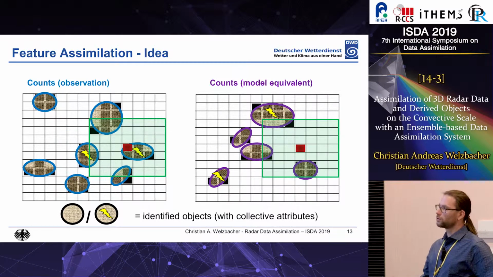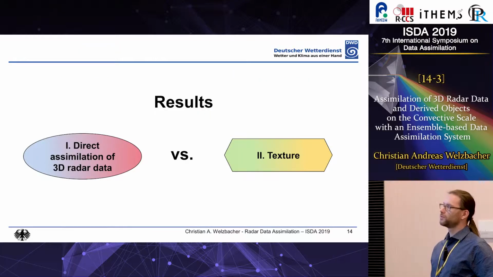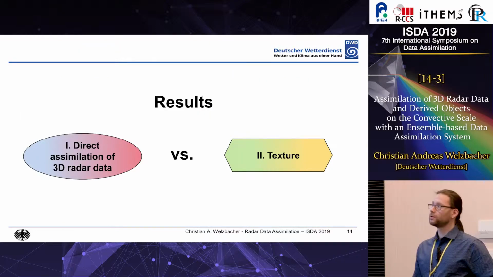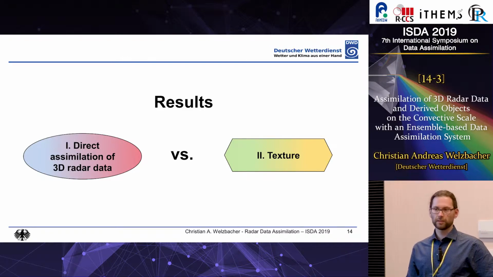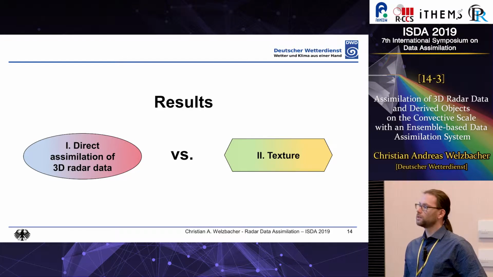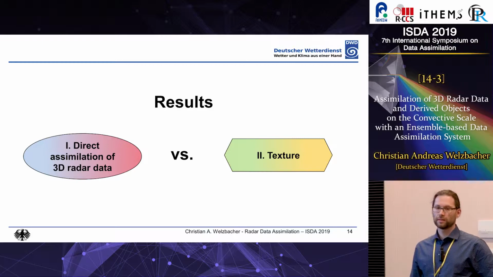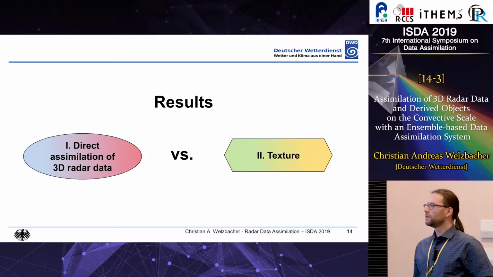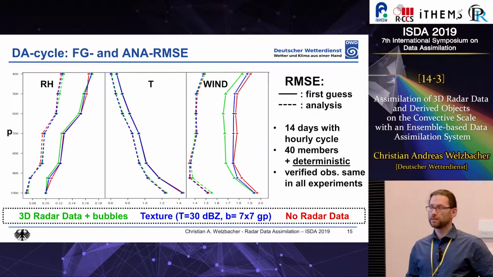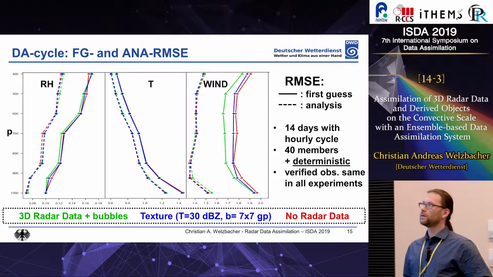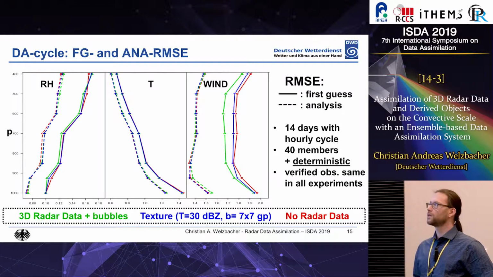Okay, and I can also create more pseudo-observations for that. For now, I only show you results comparing the direct assimilation versus the texture assimilation. For the nowcasting objects, I'm still doing the work in the background, so read-in and stuff like that. So here I show the results for the data assimilation cycle, first guess and analysis, RMSE.